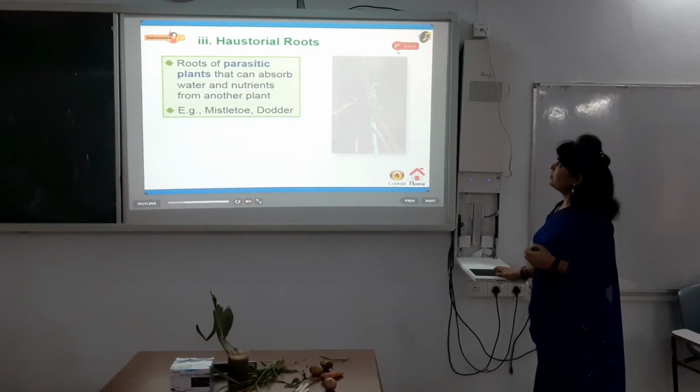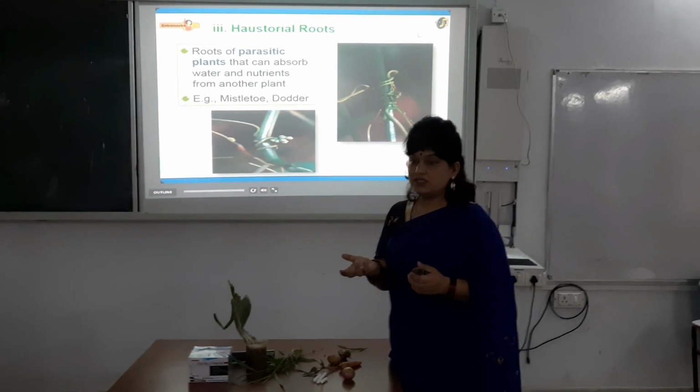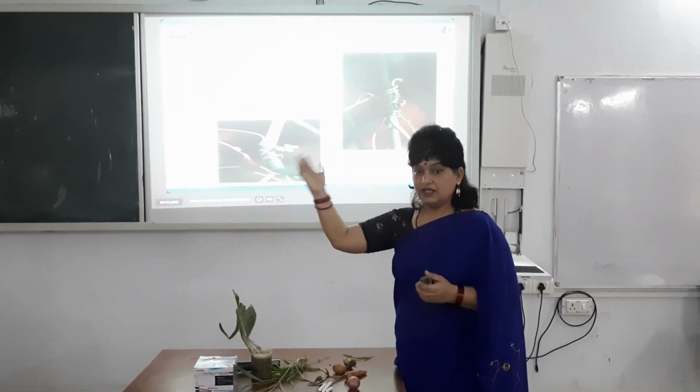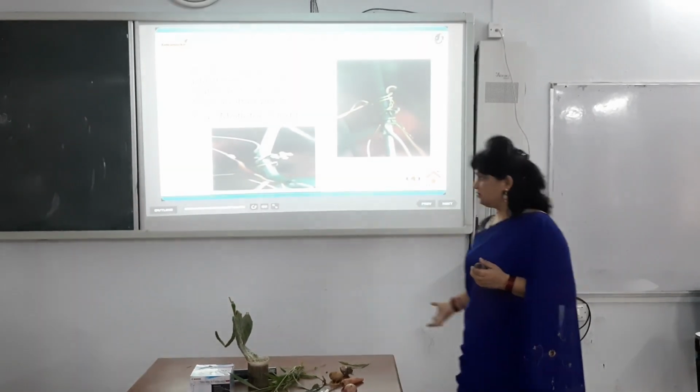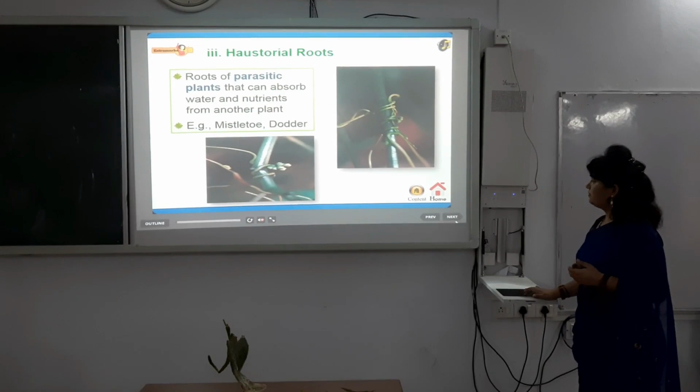Parasitic roots. What kind of roots are these? These are the roots of plants which cannot get nutrition from the soil. So they are parasitic and depend on other plants. Example: Amarbel. Yes.